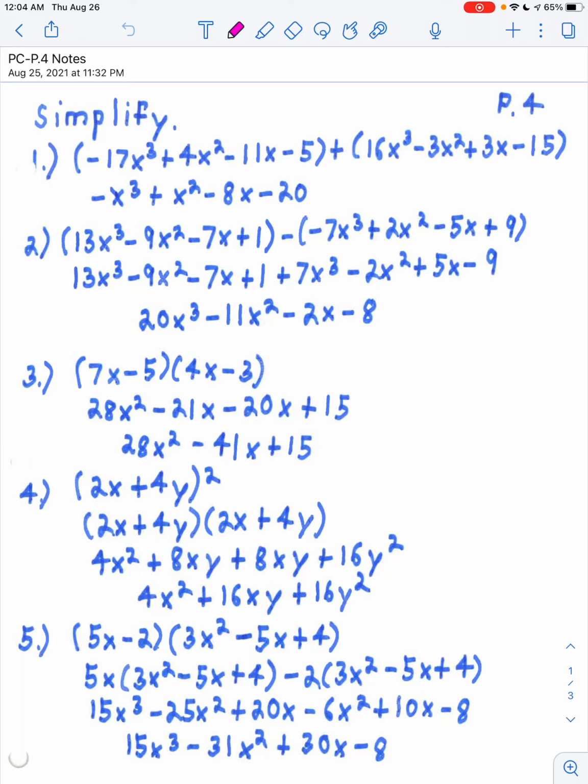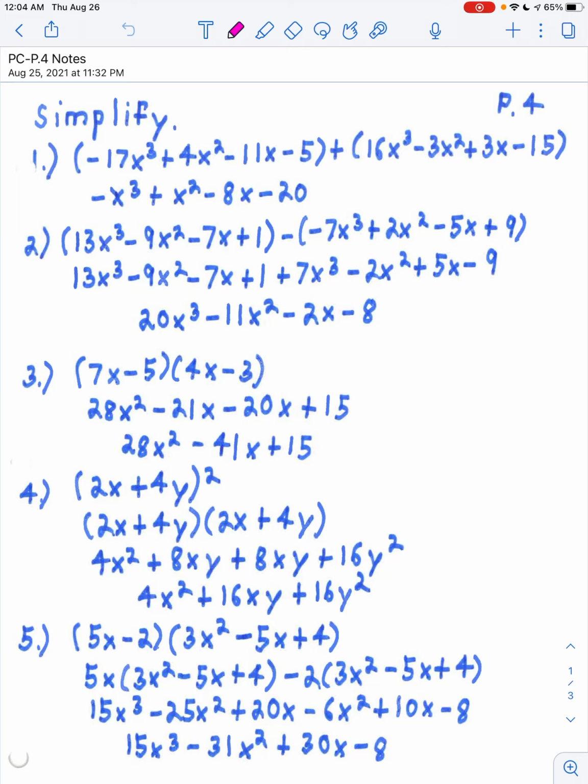This is our lesson for section P.4, operations on polynomials, after quiz P1 to P3 on Thursday, August 26th. So this is for period 4.